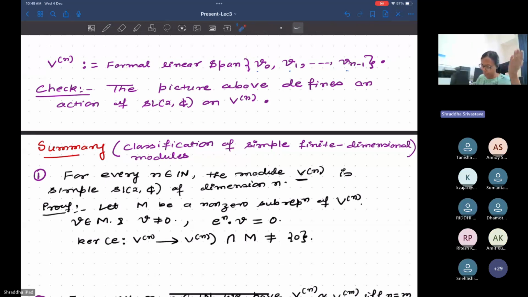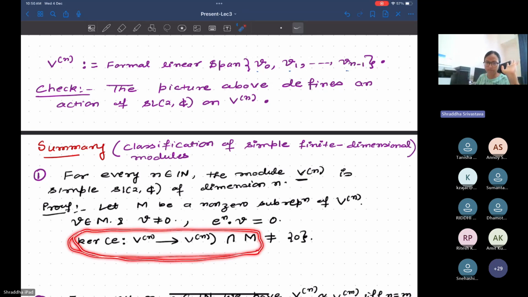Because it can happen that E is killing V before this power. That is fine. All I am saying is that there is a power of E which is going to kill V. And it is guaranteed because E to the n is definitely killing it. And V is a non-zero vector. So there is some non-zero vector in the intersection.